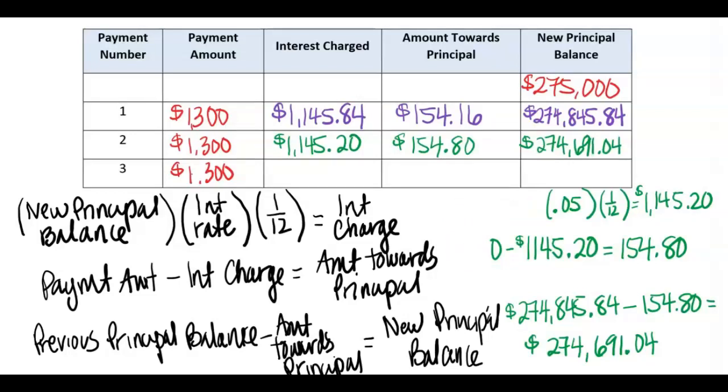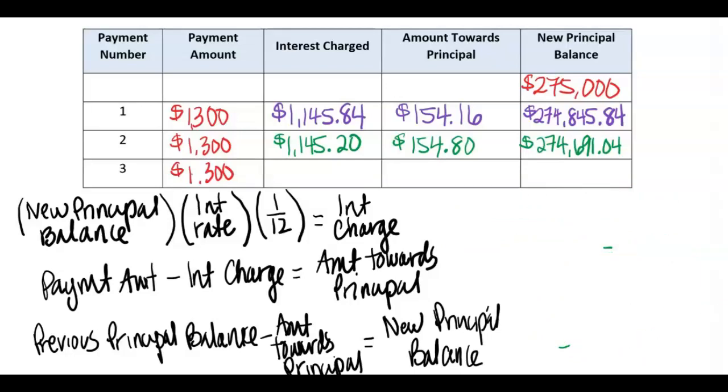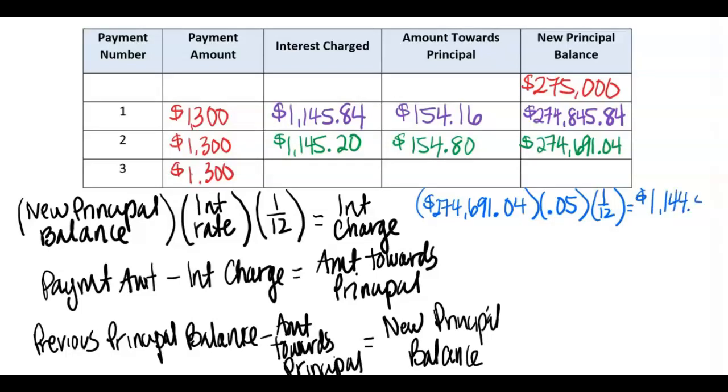Now for the last line of our amortization schedule, we start with the new principal balance, which is $274,691.04 times the interest rate of 0.05 times 1/12 for 1 month's interest. Multiplying these values together, we get $1,144.55 goes towards interest.